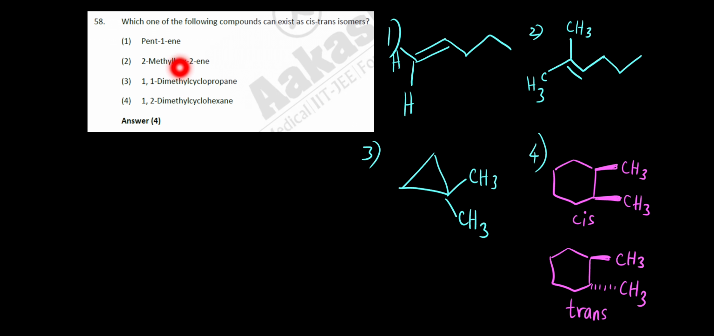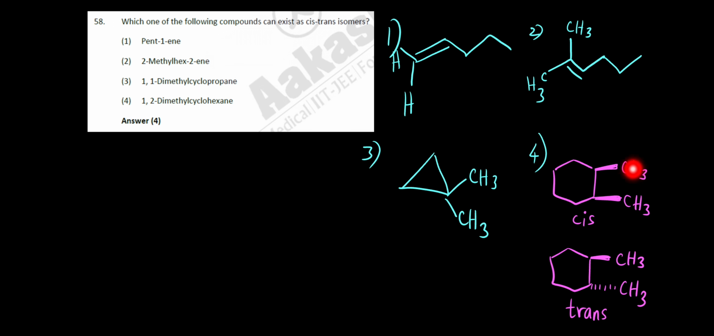Next one, which of the following compounds can exist as cis-trans isomers? For alkenes, the condition is that on each side, the two groups should not be the same. If they are the same, then we cannot decide cis-trans. Okay, for cis-trans, at least one group should be different. So pent-1-ene, 5 carbons, double bond at first position. Two hydrogens are present here, you cannot determine cis-trans. Second one, here also two methyl groups are the same on one carbon forming the double bond. This also, cis-trans we cannot say. Third one also, cis-trans is not possible.